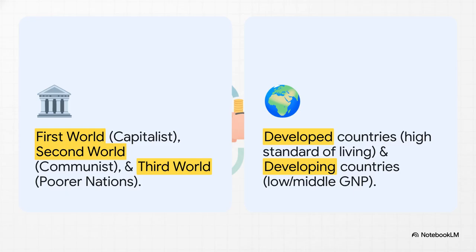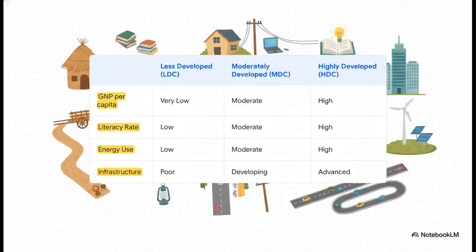Today, we talk about developed and developing countries, and it's mostly based on economics, like a country's gross national product. And to get a bit more detailed, we often use this three-tiered system: less developed, moderately developed, and highly developed countries, LDC, MDC, and HDC for short. And as you can see here, it's not just about the money. It looks at other things too, like literacy rates, how much energy the country uses, and the quality of its infrastructure, its roads, its power grid.